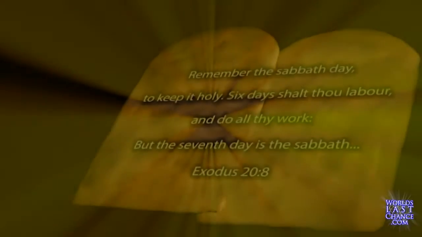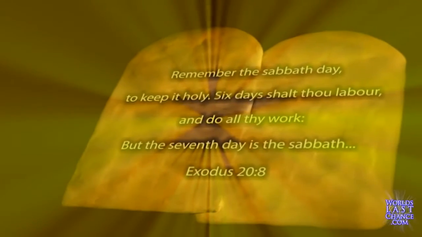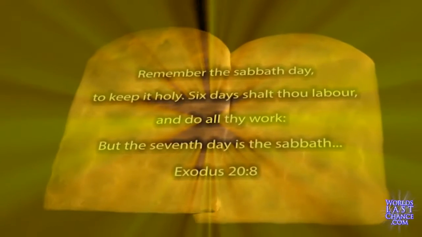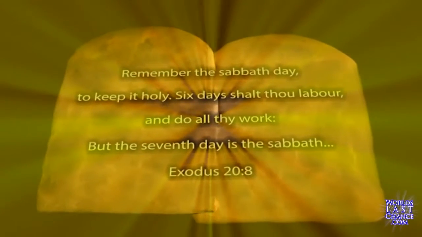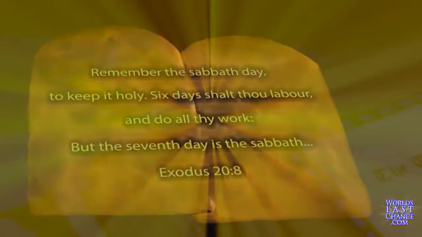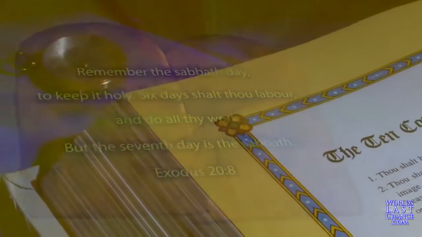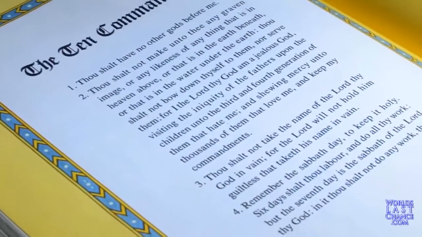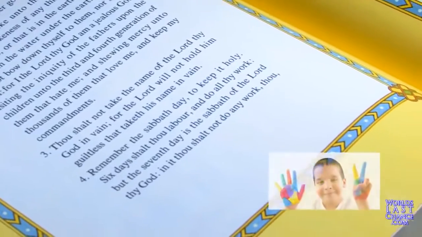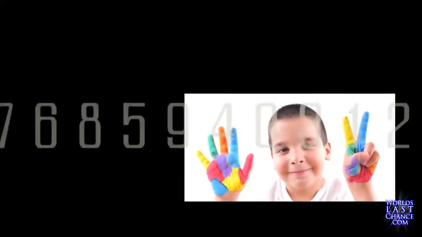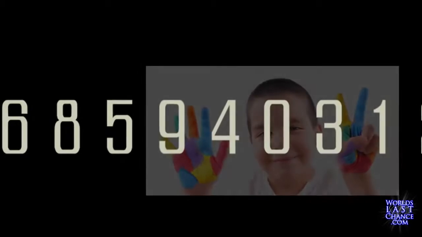Remember the Sabbath day, to keep it holy. Six days shalt thou labor and do all thy work, but the seventh day is the Sabbath. For people wanting to obey the Bible commandments, the question is, which is day one? All can count to 7, but where does the count begin? How can you know which is the true seventh day?